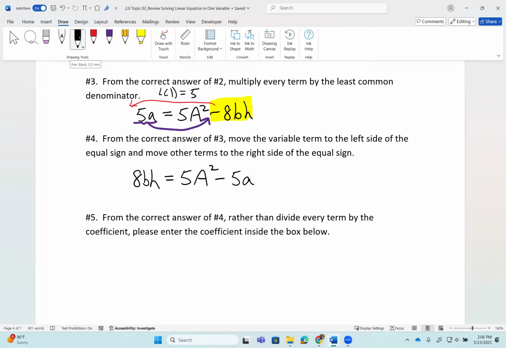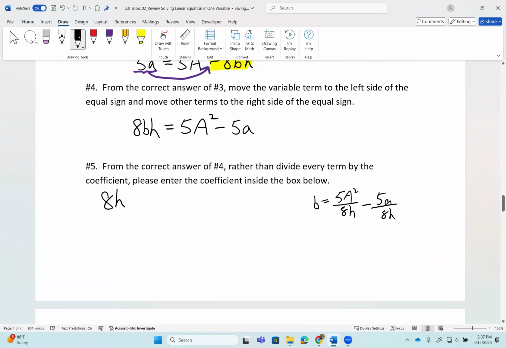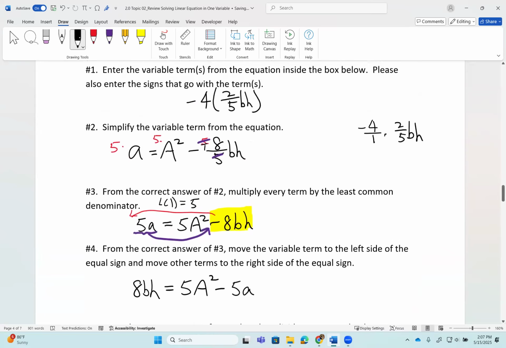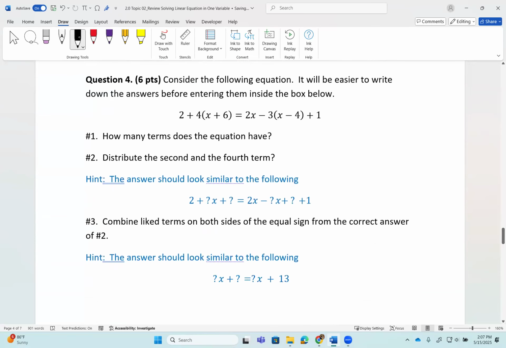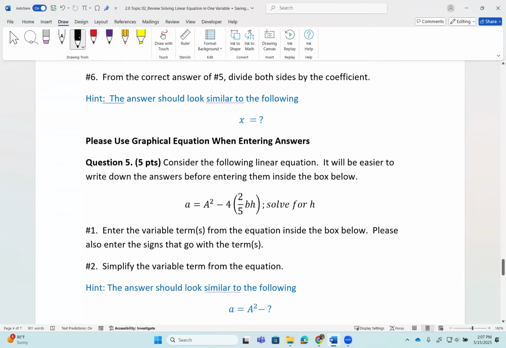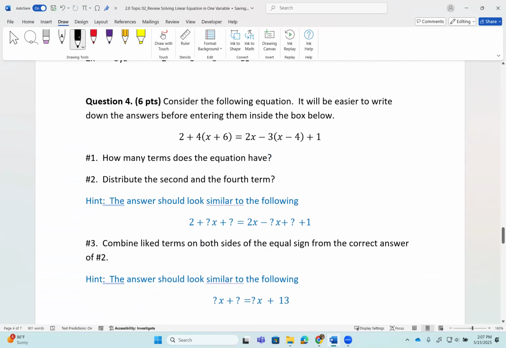If I write it out on the side, it will become b equals what? 5a squared over 8h minus 5a over ah. So rather than typing all that, I just want you to tell me what coefficient I'm going to divide by, which is ah in this case. All right, this same homework problem, we'll be solving for h instead of b. Let me double check. Yeah, right here, solving for h. So everything will look the same except who I'm solving for.